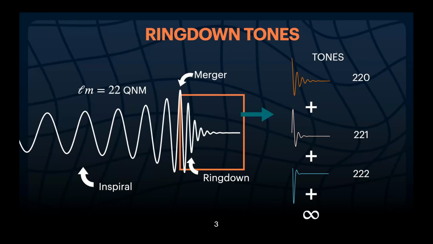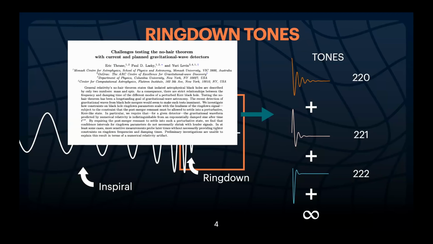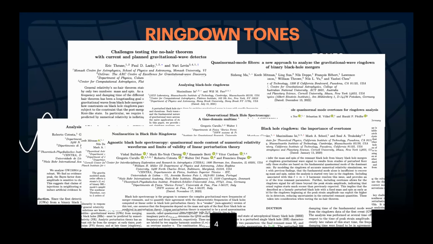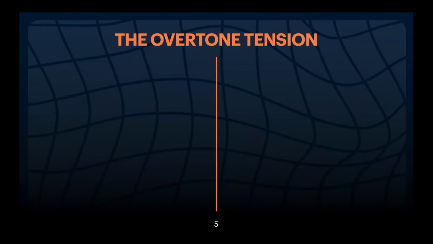So it all seems simple enough, but what if I told you that these few wiggles are the basis for dozens and dozens of papers? And so what's going on? This is something that I've started to call the overtone tension. It's like the Hubble tension, except it's just way more intense and way more controversial. So what's going on here?